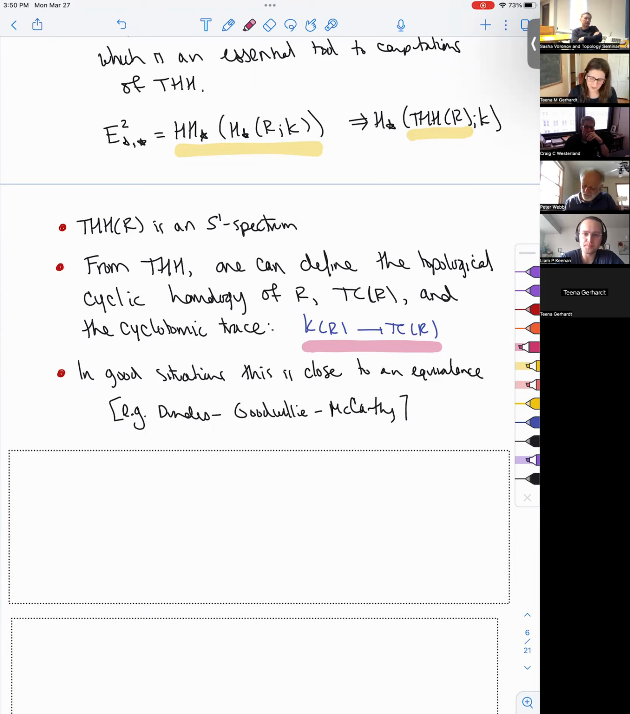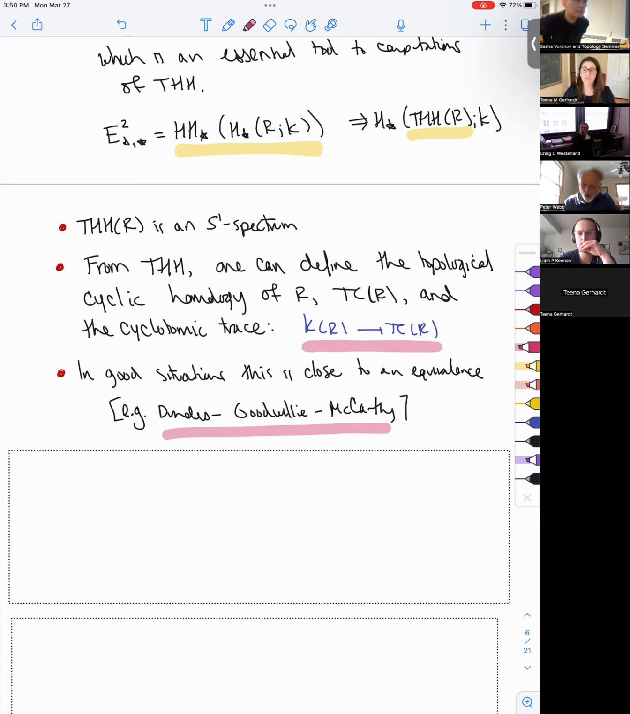I put a few names here. Dundas, Goodwillie, McCarthy have some of the very famous theorems along those lines. But for this broad strokes overview, I just want to say that we're trying to compute topological cyclic homology. That's often the goal in trace methods. But it's defined from THH. So THH is an absolutely essential piece of that story.